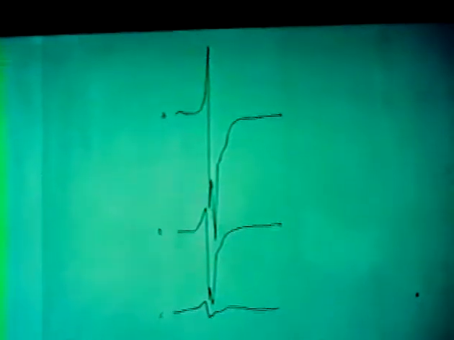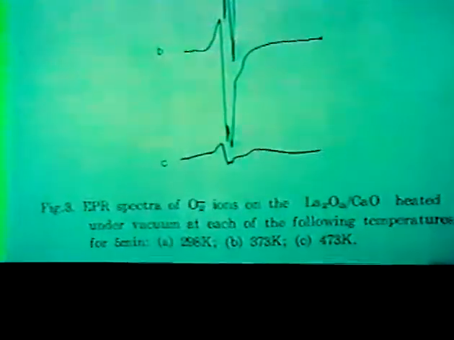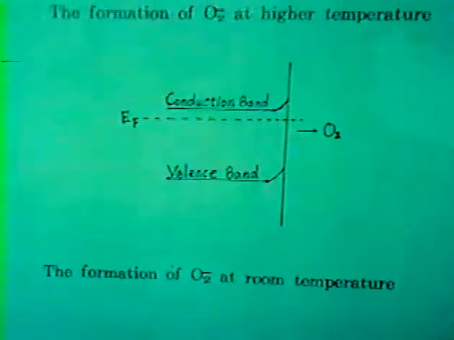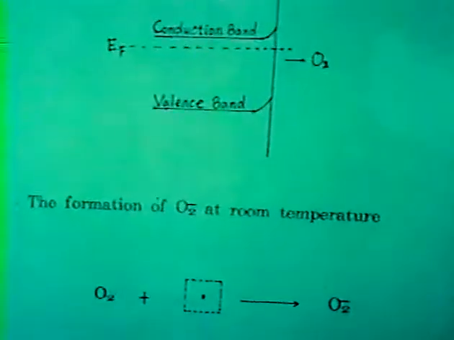This species is very stable at room temperature, but when the sample containing the species is heated to about 373 K, the signal decreased remarkably, and when heated at 473 K, the signal almost disappeared. And the oxygen species was not detected by EPR in the presence of gas phase oxygen.